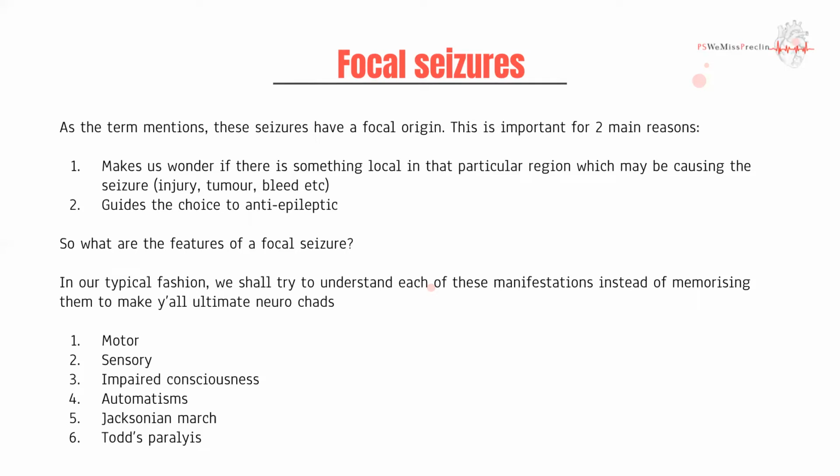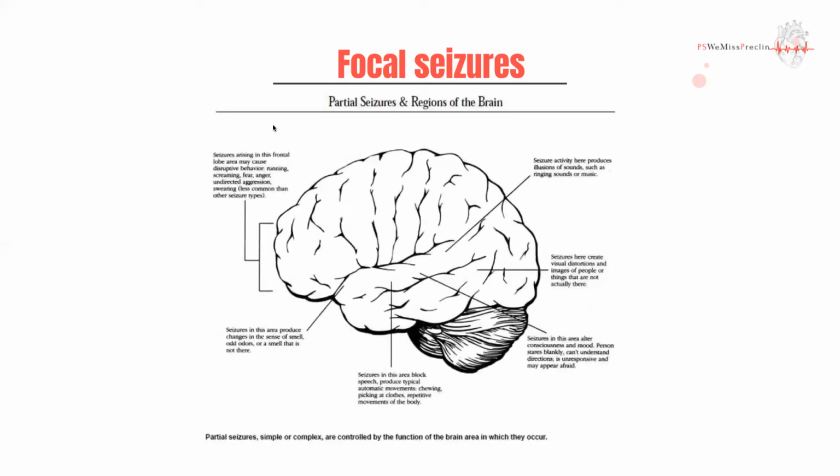In our PSP fashion, where we try to understand and not memorize, we shall understand all of these manifestations, and that would make you seem really big brain and as if you know your stuff. So we have motor symptoms, sensory, we have the impaired awareness part of it, automatisms that I talked about, and two new terms, a Jacksonian march and Todd's paralysis. So here are the different parts of the brain, as you're aware. We have different lobes: frontal, temporal, parietal, occipital. All of them are responsible for different things.